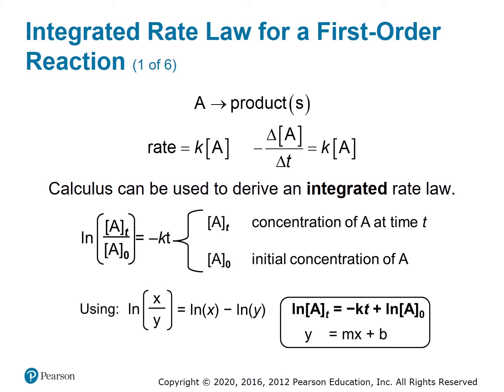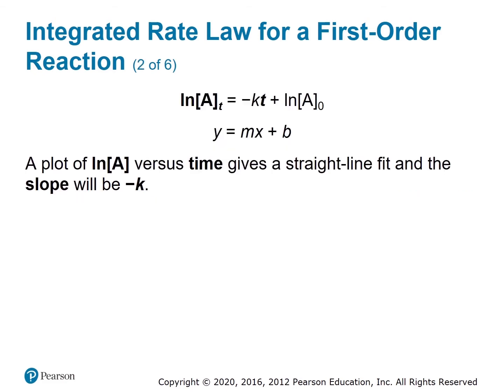That law is shown at the bottom of the screen, where the natural log of the concentration of a reactant at any given point in time, A sub t, is equal to -k times t plus the natural log of the initial concentration of the reactant, A sub 0. Just like a plot of concentration versus time gave a straight line for a zero-order reaction, the integrated rate law here implies that a plot of natural log of concentration versus time will be a straight line for a first-order reaction, and the slope of that line will be -k.